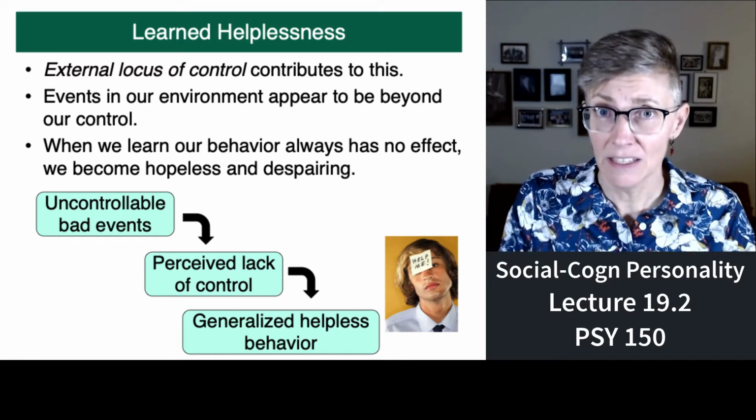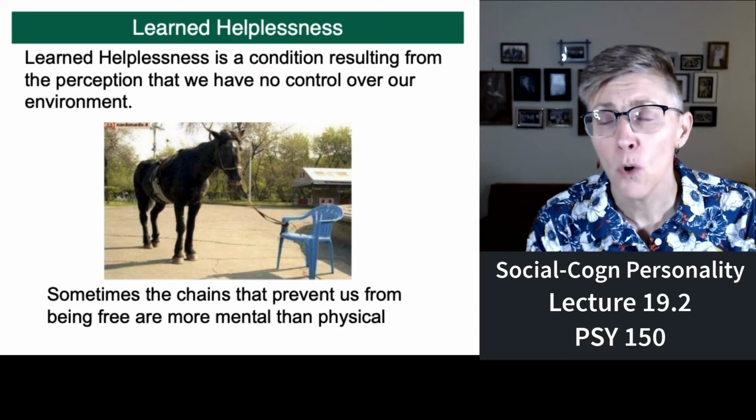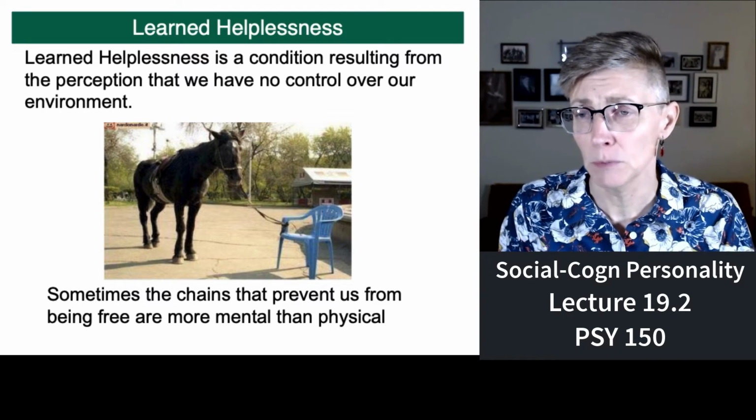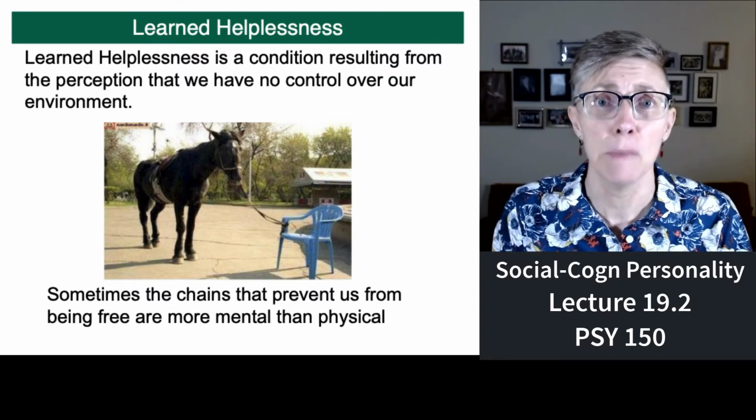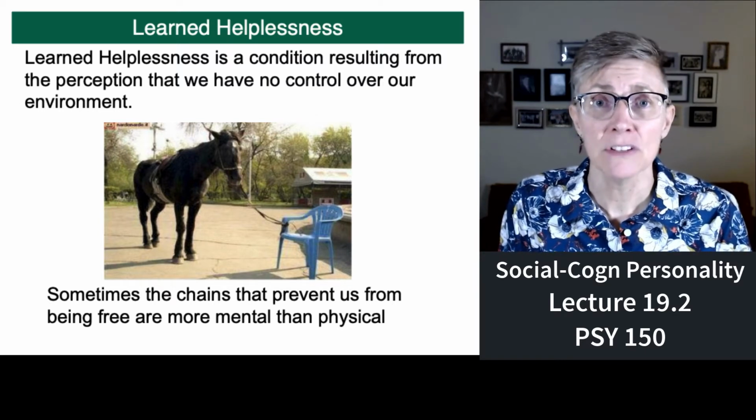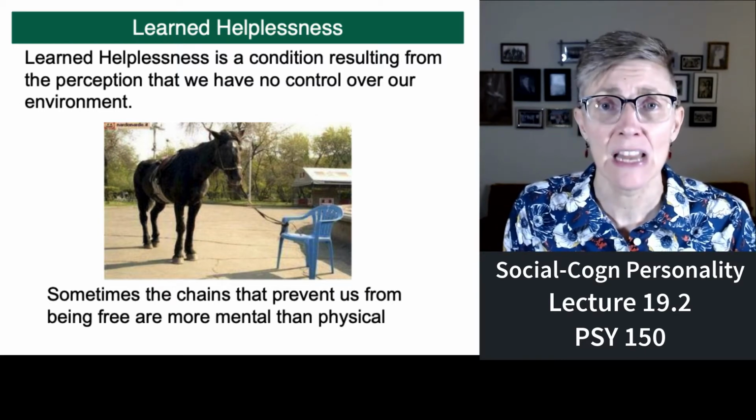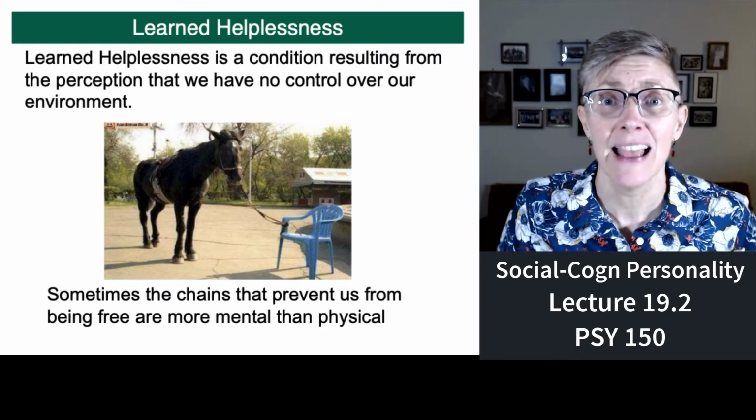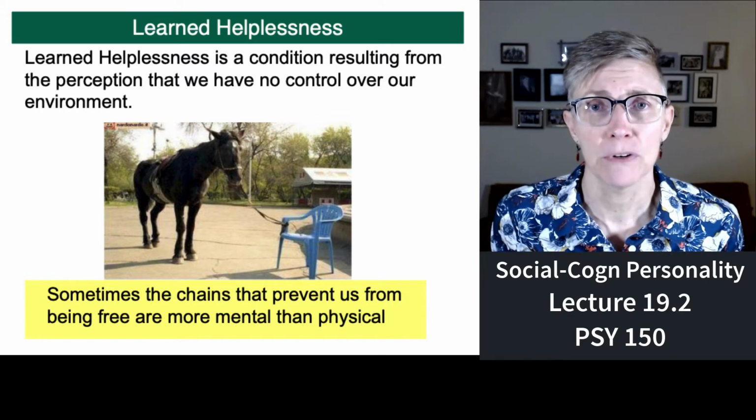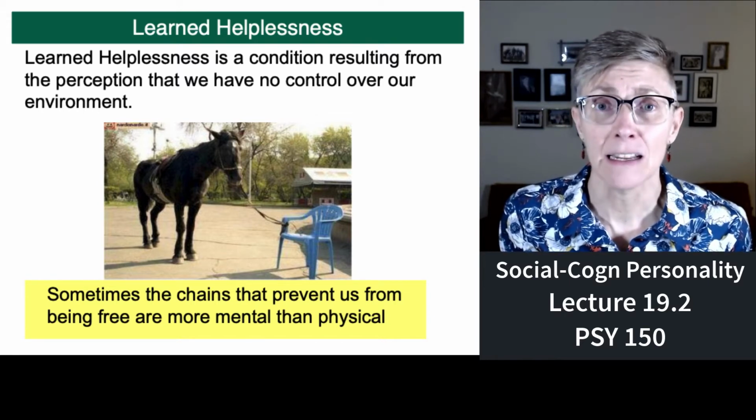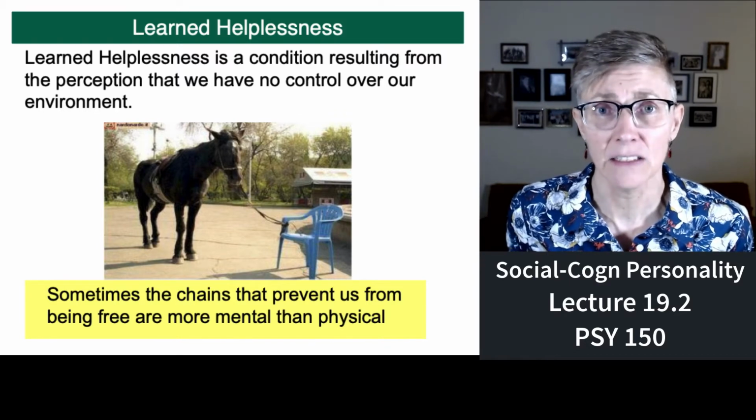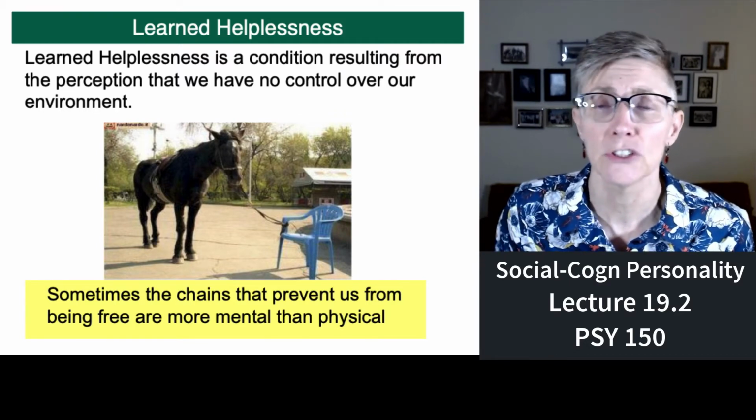They've essentially given up. Here's a picture of a horse that's being held in place by a plastic chair that probably weighs less than half a pound. The horse could easily knock that chair over, but this horse just stands there because it believes it's helpless, that it has no control. Sometimes the chains that prevent us from being free are not physical chains, they're mental chains, psychological chains. They're related to learned helplessness.